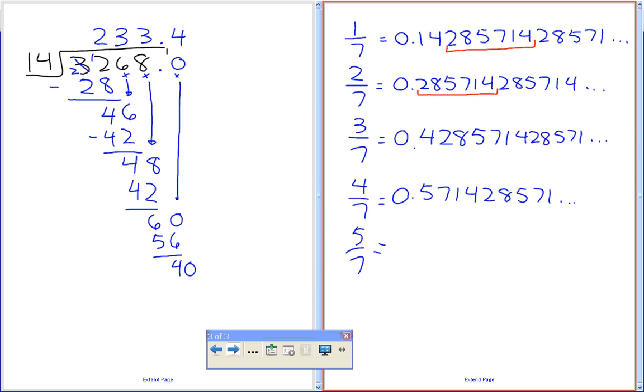Can someone be brave? What's the next first digit going to be? Do you want to guess? Yeah, go ahead. 7. Yeah, 7. What comes after 7? And it repeats, right? And then finally 6 over 7.